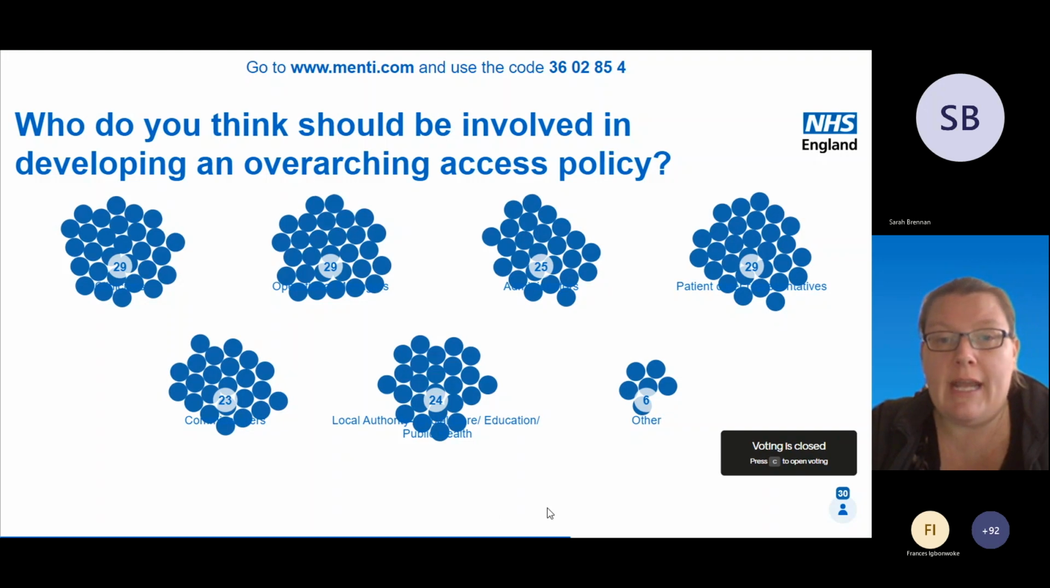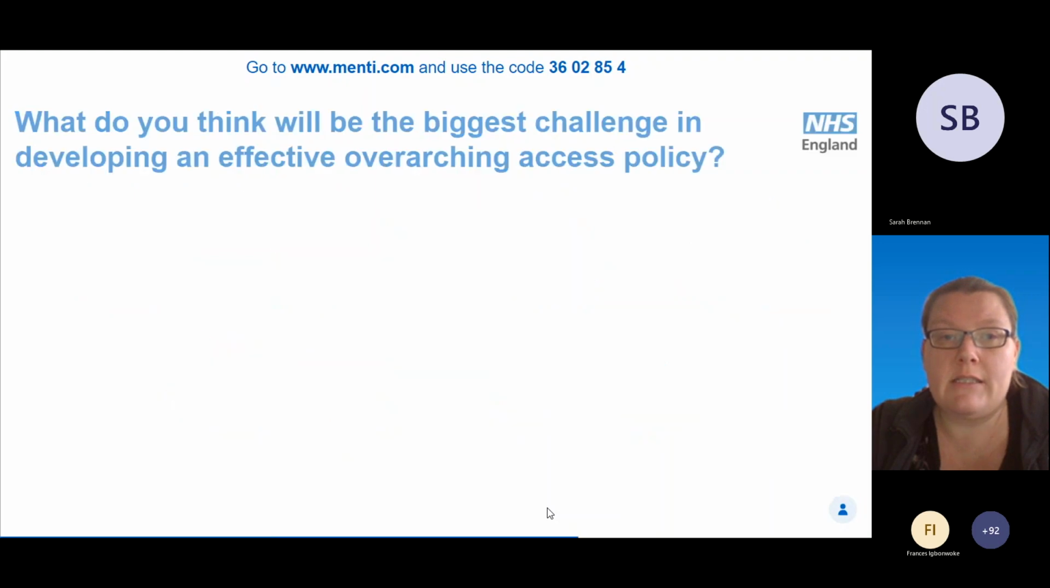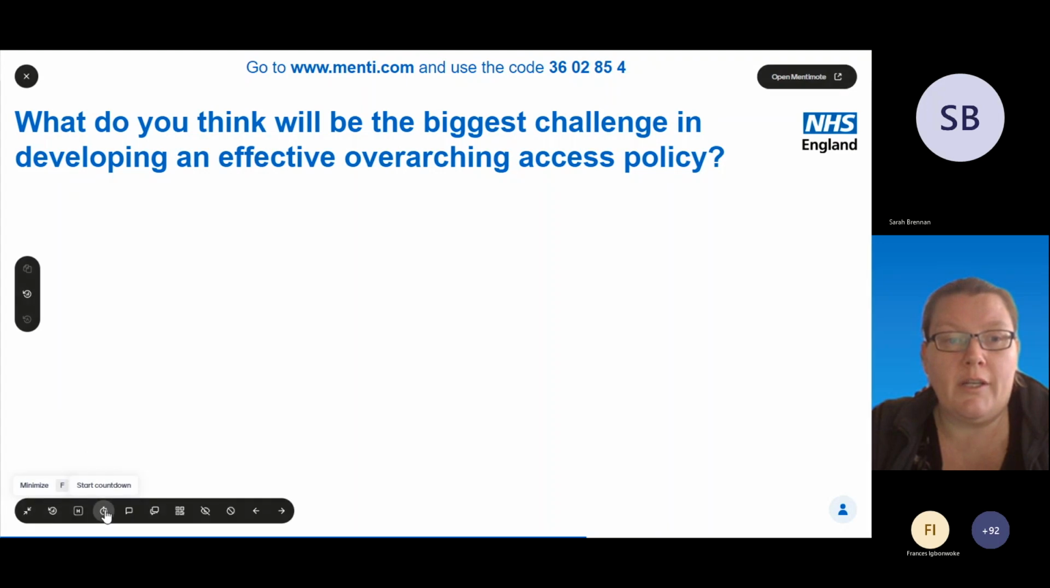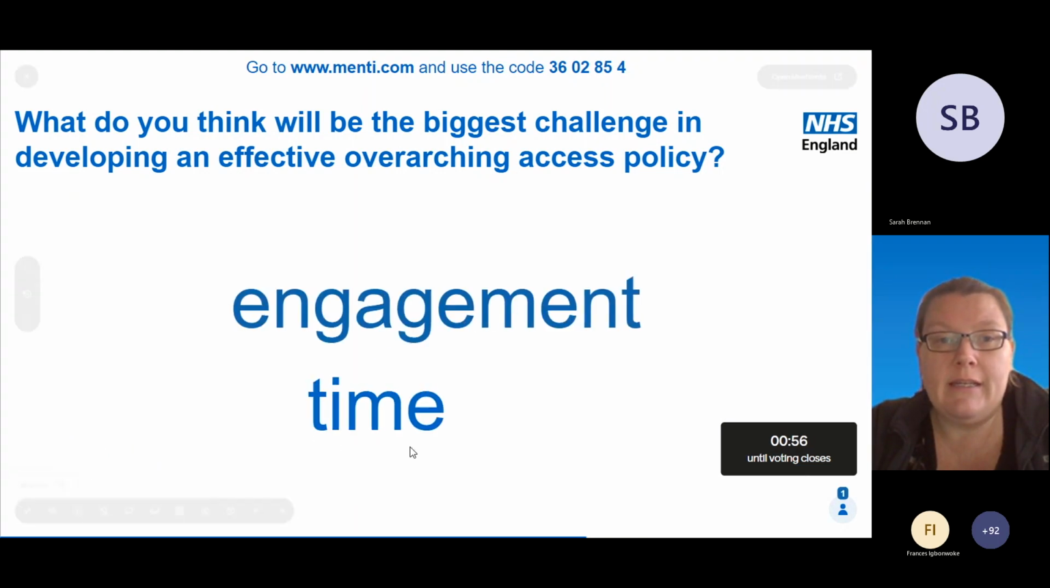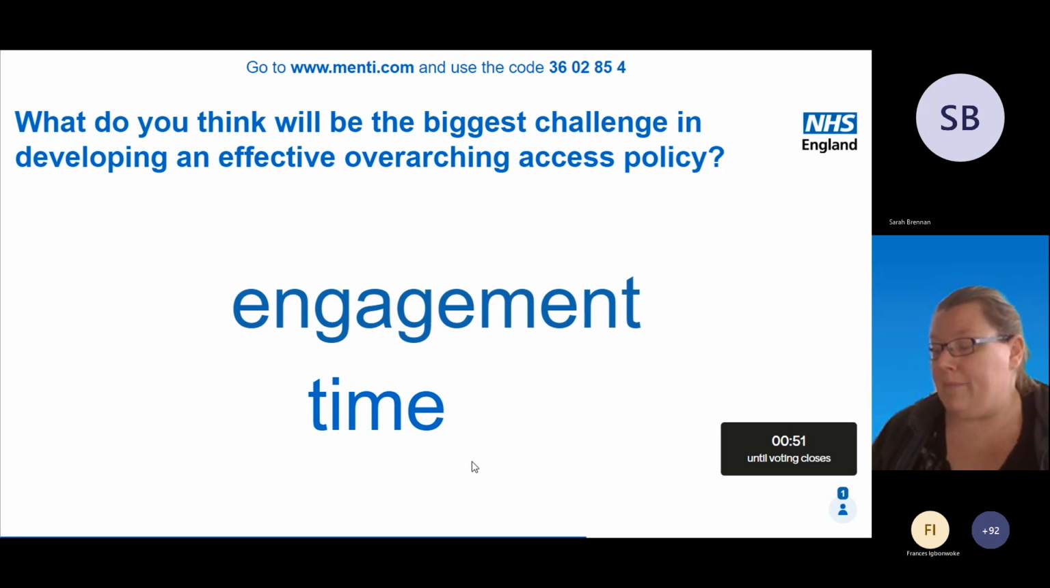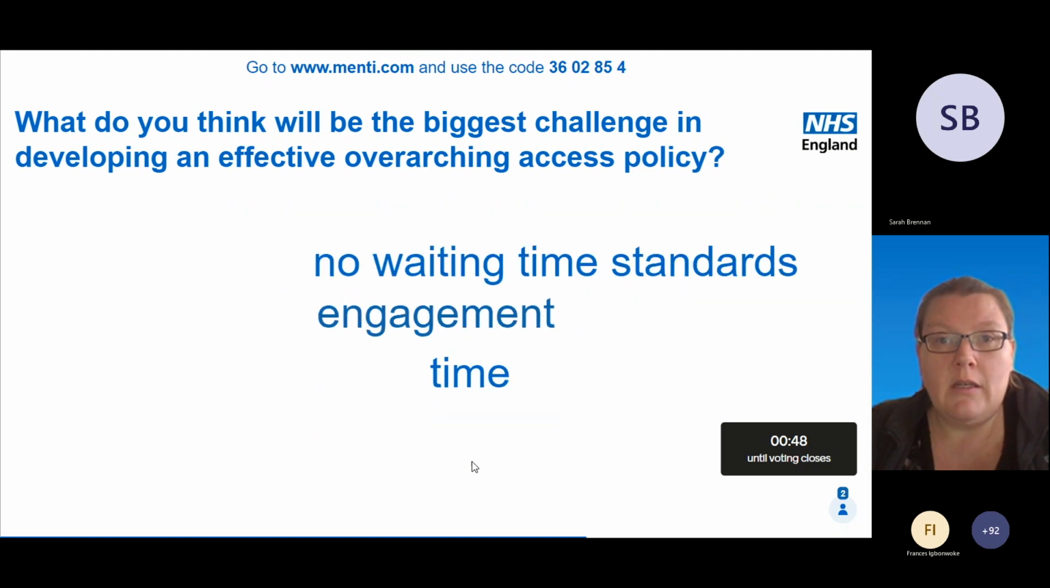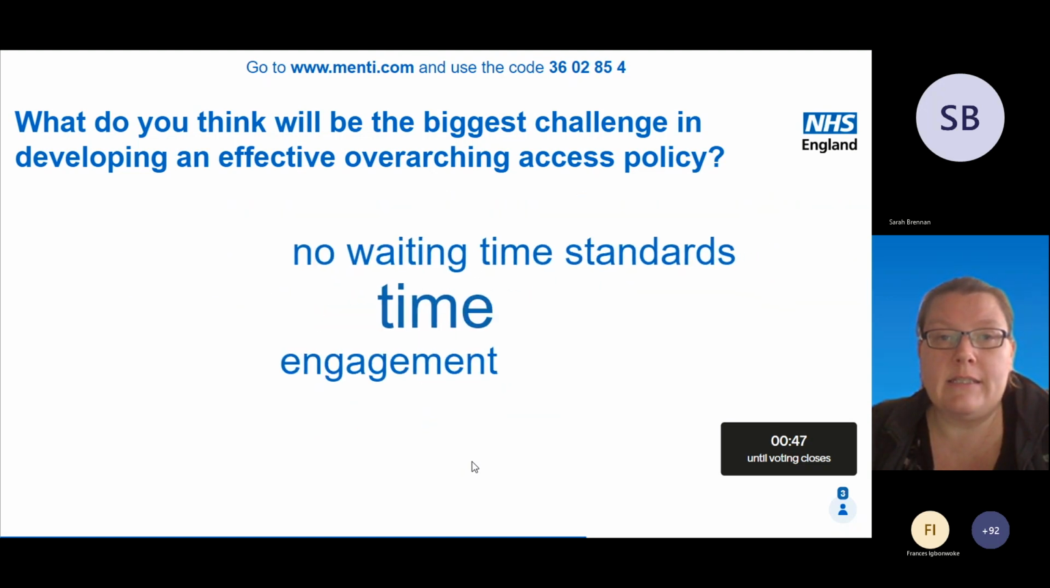events. So the next Menti question, just trying to move the slides, is what do you think will be the biggest challenge in developing an effective overarching access policy? And this is based on your work and your local area. So this is, again, a word cloud. So you have a choice of 3. So yeah, engagement, time. We do know how things are in systems at the moment. No waiting time standards.